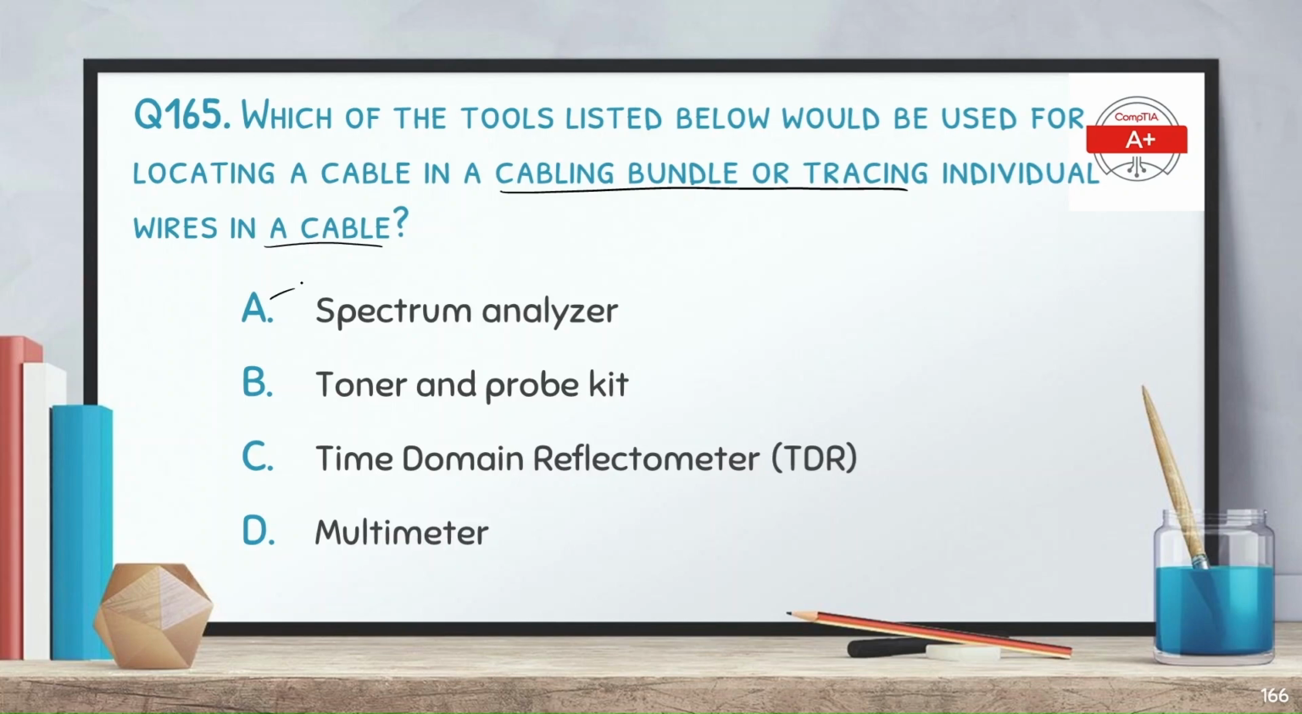And the options are A, spectrum analyzer, B, toner and probe kit, C, time domain reflectometer, or TDR, and D, multimeter. And the correct option is toner and probe kit.